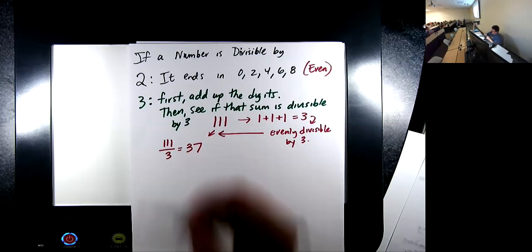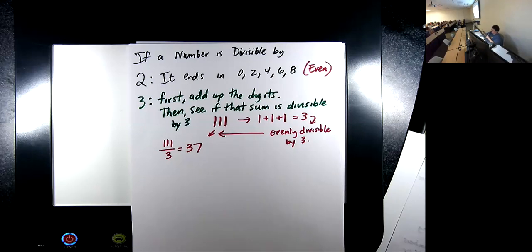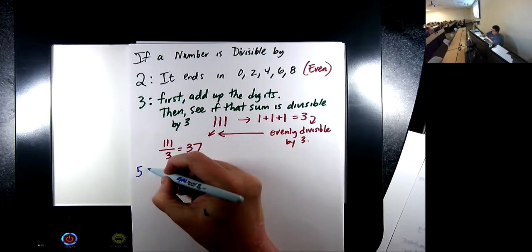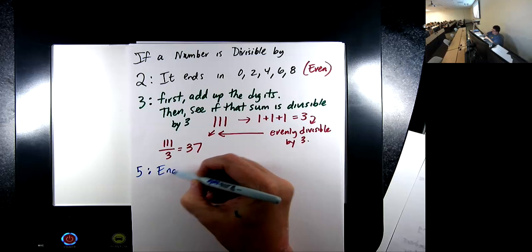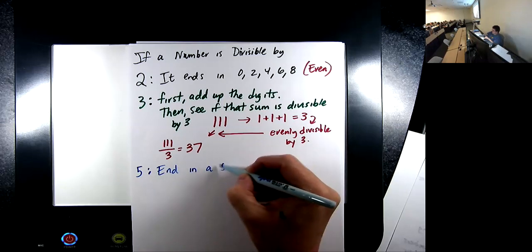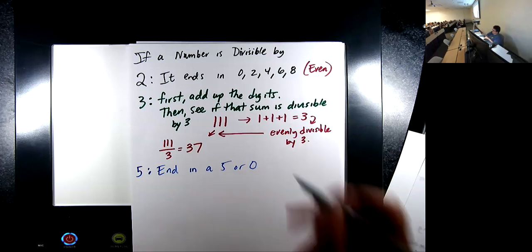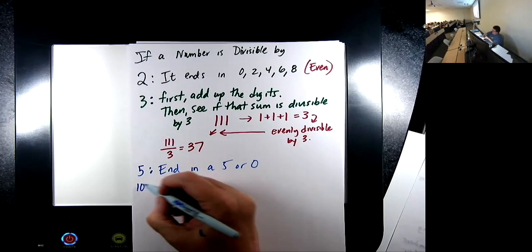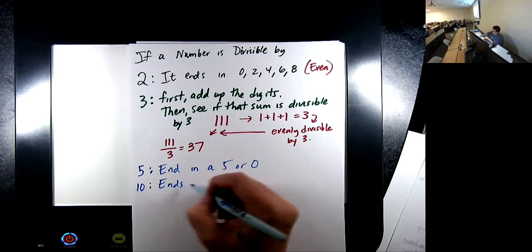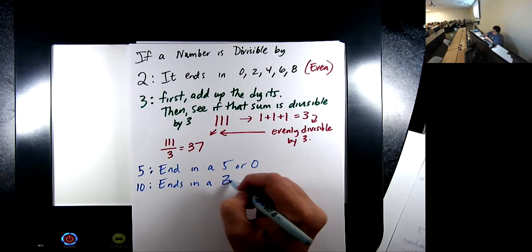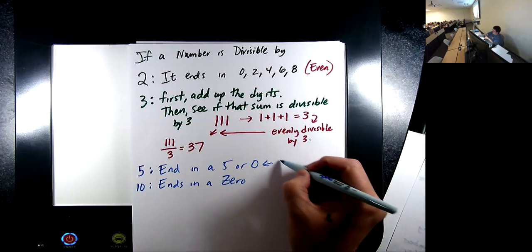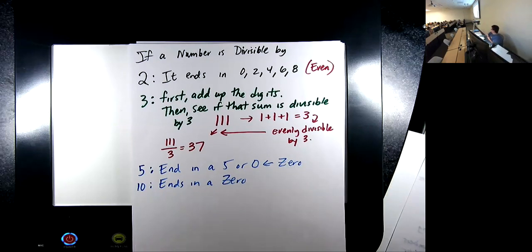The other big ones that you'll notice are 5 and 10. 5, they end in a 5 or 0. And 10 ends in a 0. That's my 0, it looks like an O. And we'll do some more with that on another day.